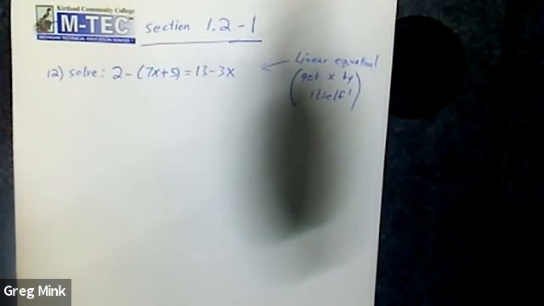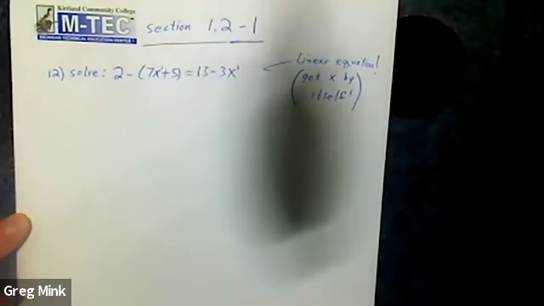Okay, guys, section 1.2. I wrote -1 because there's going to be 2 videos on this section. This is all over linear and rational equations. So I'm just going to warm up with a linear equation. If you remember, linear means that all of these x's right here are to the first power. And we have strategies for different types of equations.